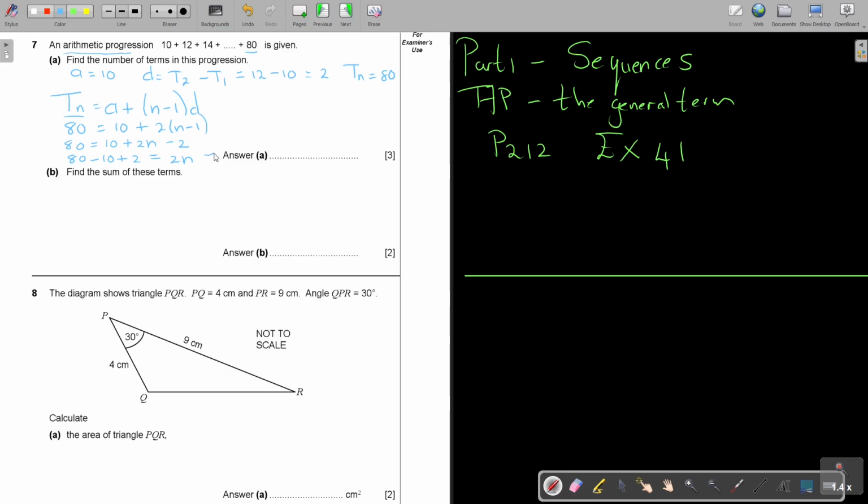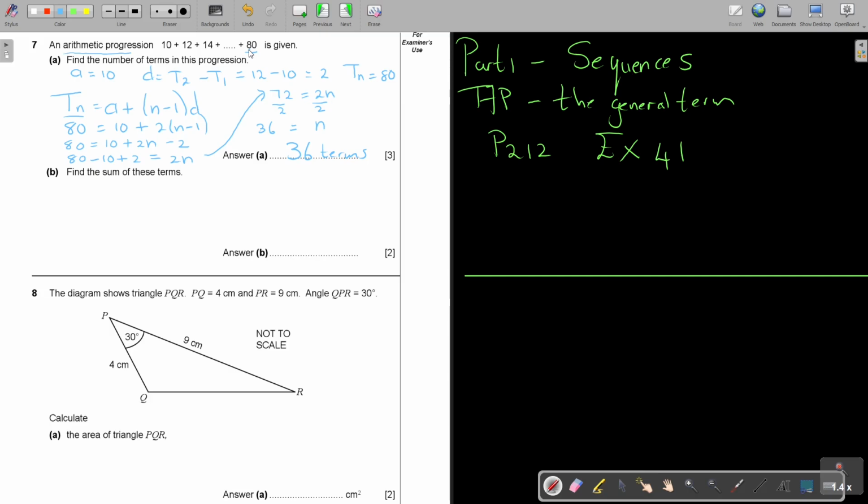I don't mind if you do this, I don't think they will worry. If I simplify that and subtract, I get 72, and that's equal to 2n. Then I divide by 2 on both sides, and I get that my value of n is equal to 36. So the number of terms is 36 terms. That position will be the 36th position in the row. And then, find the sum of these terms.